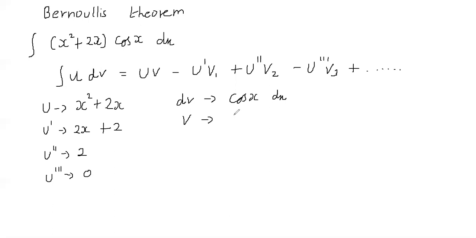What is the integration of cos x? It is sin x dx. When we again integrate to get v1, the integration of sine will be minus cos, so this is minus cos x dx. What about v2? It will be, cos becomes sin x dx. What about v3? That is not needed.